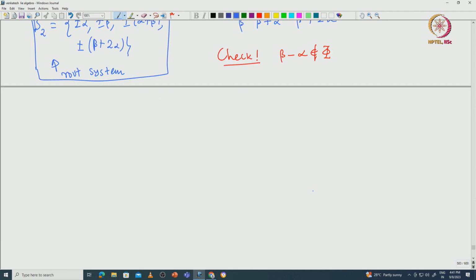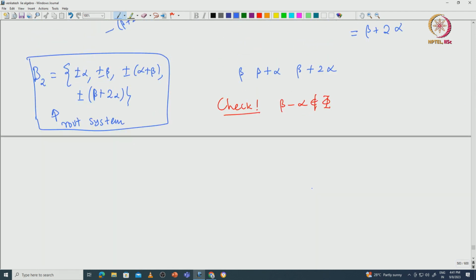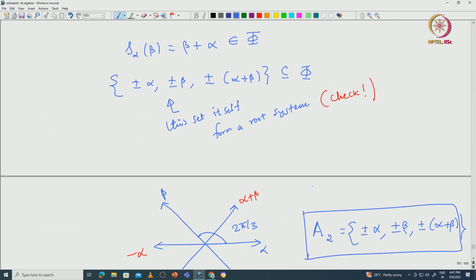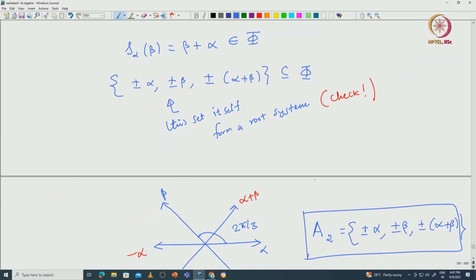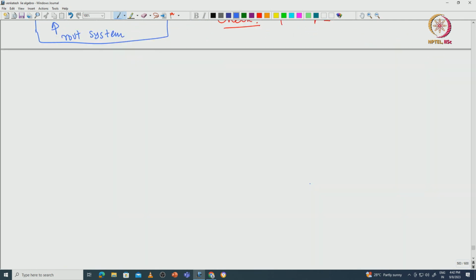Now again the case that is there at the end, where the Cartan integers could be -1 and -3. That I will leave it to you to check. In that case, the root system will look as follows. If we take alpha beta to be -1 and beta alpha to be -3, then the angle has to be 5 pi by 6. In this case, the root system will be denoted by G2.